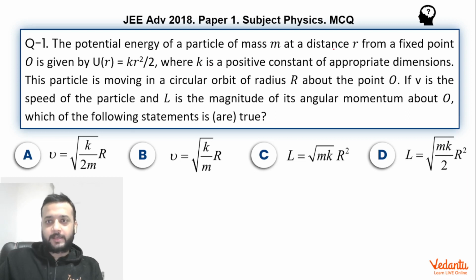There's a particle of mass m whose potential energy function has been defined as kr square by 2. So basically it is moving in a conservative field since potential energy is defined. K is a positive constant. It is moving in a circular orbit of radius r. So we have to comment upon the speed of the particle and angular momentum of the particle. So the question is very simple.